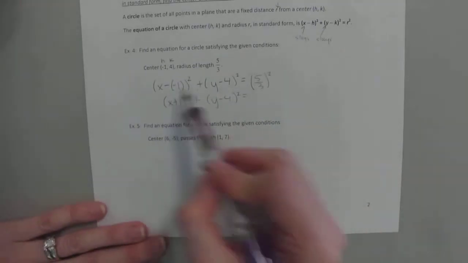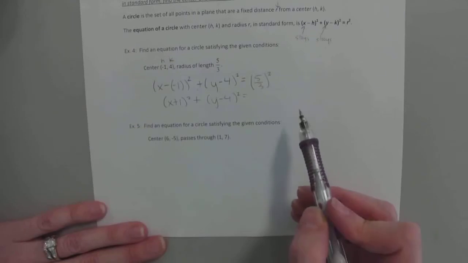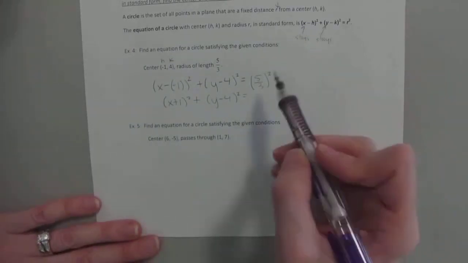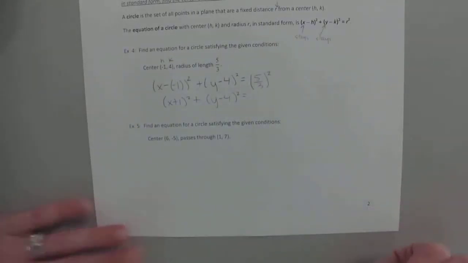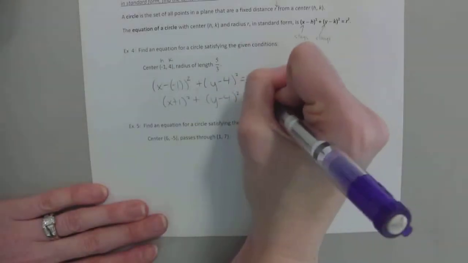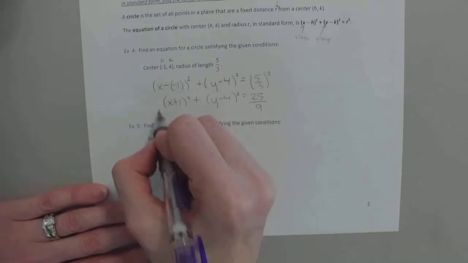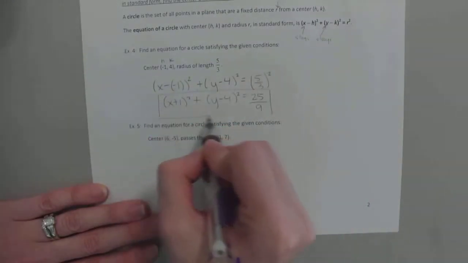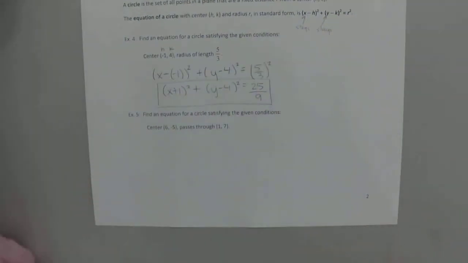And then always, always, always, you'll have to square this. If it's an easy one, like 2 squared is 4, you can go right to it. I typically like to fill everything in and then have my last equation be my final. When it comes to squaring fractions, it's really easy. Just square the top, square the bottom. So what's 5 squared? 25. What's 3 squared? 9. There's your equation of a circle.